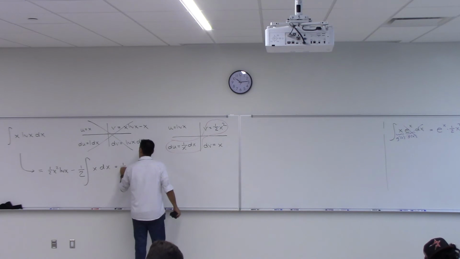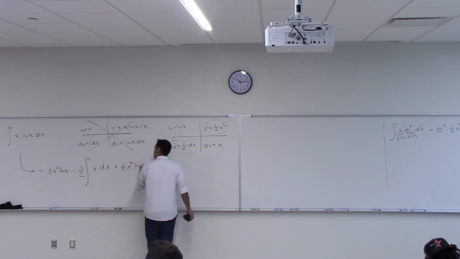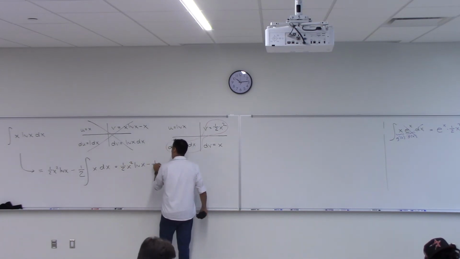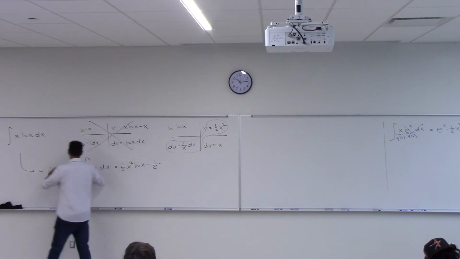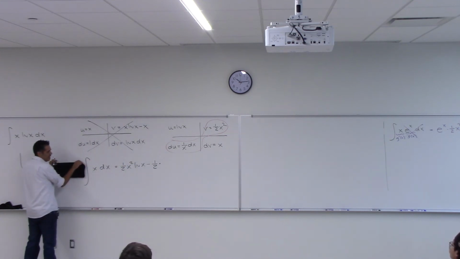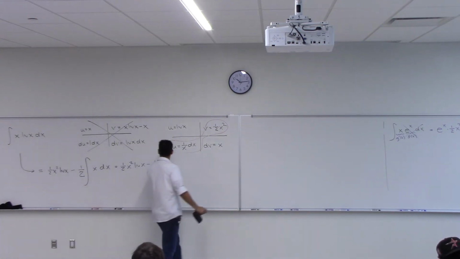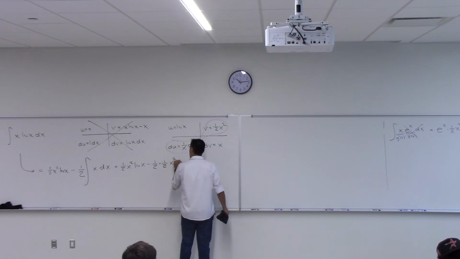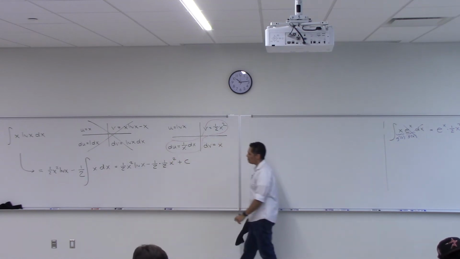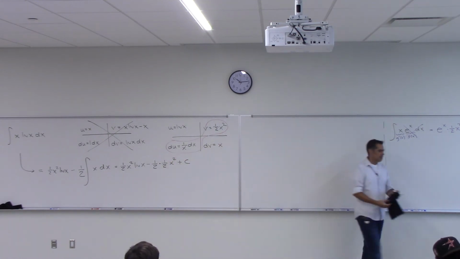One half x squared natural log x minus 1/2. Okay, antiderivative time. I've done all of this, right? Antiderivative of that is 1/2 x squared, right? So I have another 1/2 in front, x squared, and then plus c. Am I going too fast, or are y'all keeping up with this?